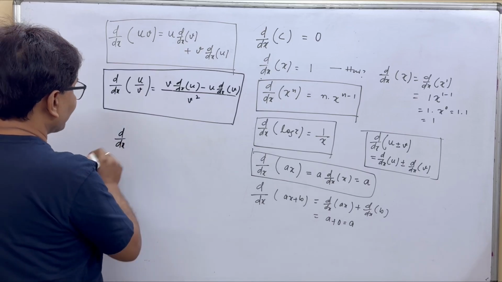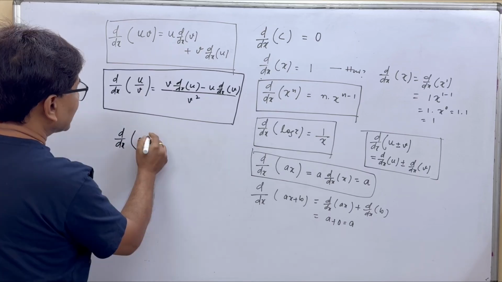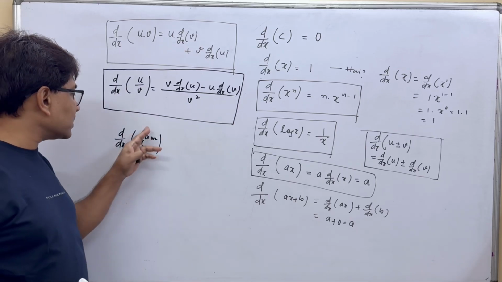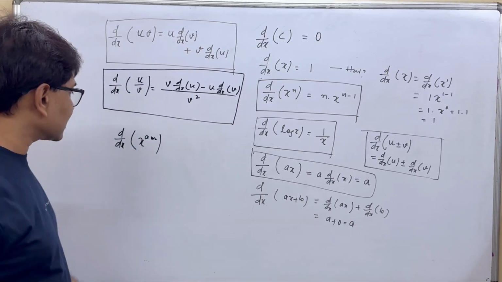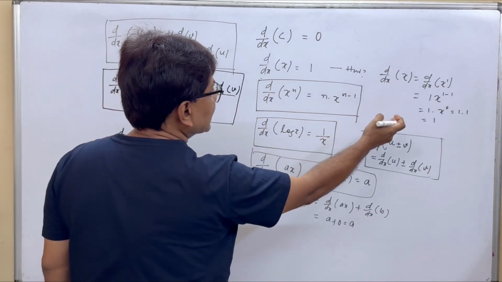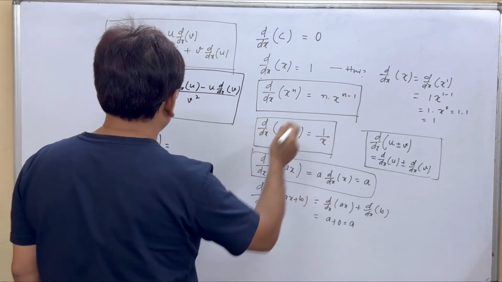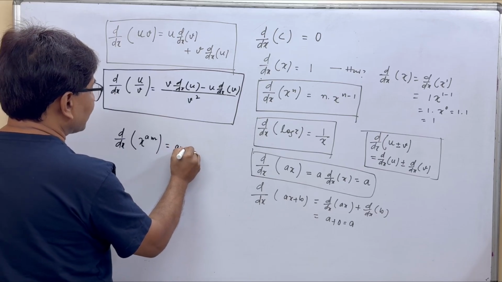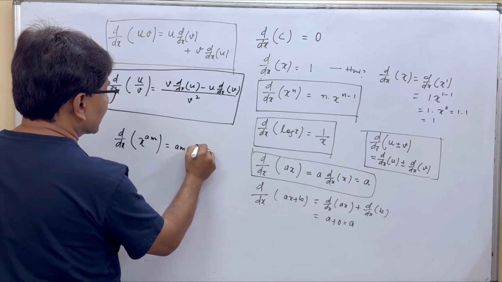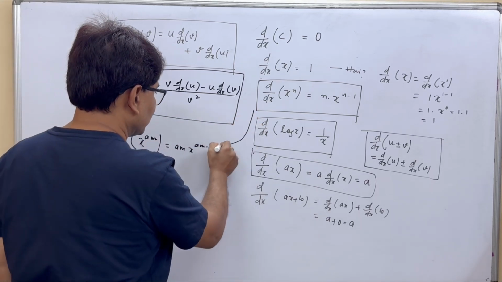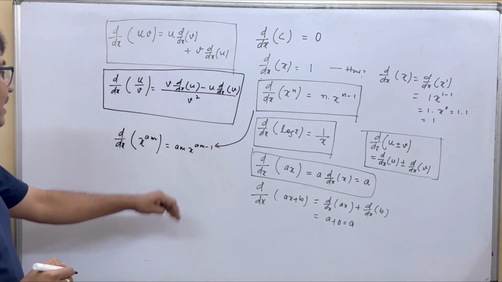d/dx of x to the power am, it is given, where a also is a constant, m also is a constant. So what we can write? Now simply d/dx of x to the power n is n times x to the power n minus 1. So we can write am times x to the power am minus 1. So that means we are applying this same formula only.